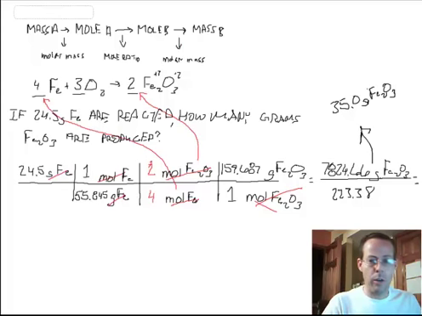Super easy. Start with what you know. Let your units be your guide. Mass of A to mole of A, mole of A to mole of B, mole of B to mass of B.